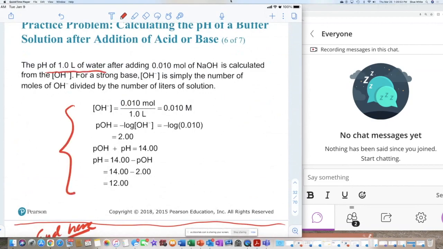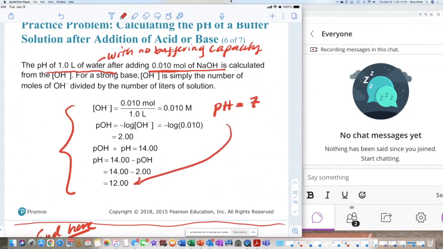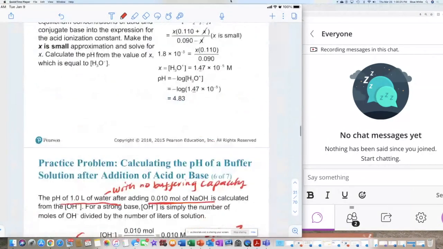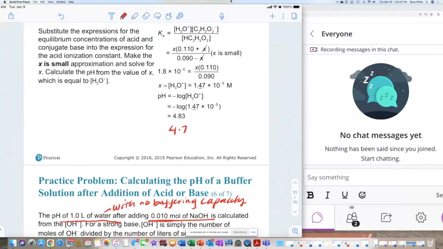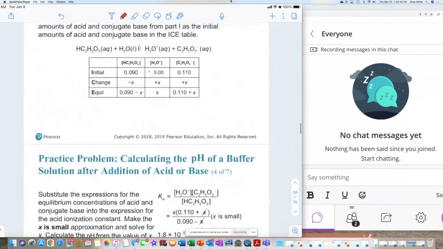So if you had 1 liter of water with no buffering capacity, and then you added the same amount of base you added to the buffer, the water will go from pH 7, because it's water, it's neutral, to a pH of 12. That's how many points? A 5 point increase. Over here, what was the change? It wasn't that much. We went from 4.74 to 4.83.